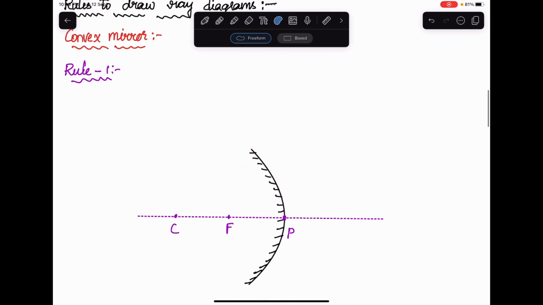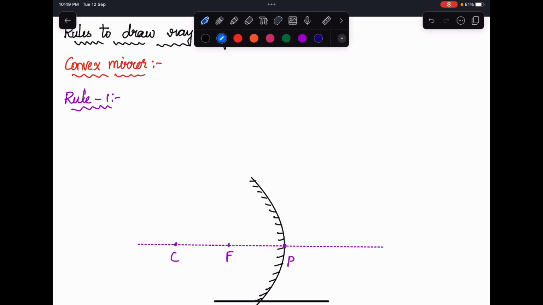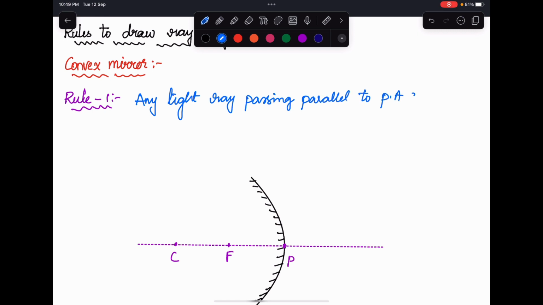Now the rule number 1. What is rule number 1? Straight away let us write the rule. The same rule as the previous concave mirror will be taken. Any light ray passing parallel to principal axis, after reflection, as this convex mirror is a diverging mirror, appears to be diverging from focus.